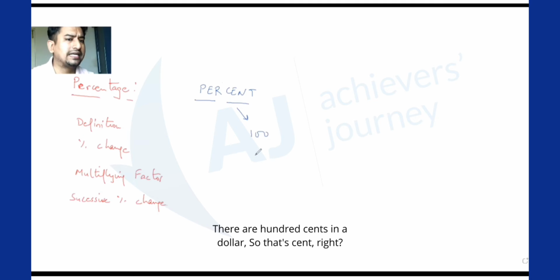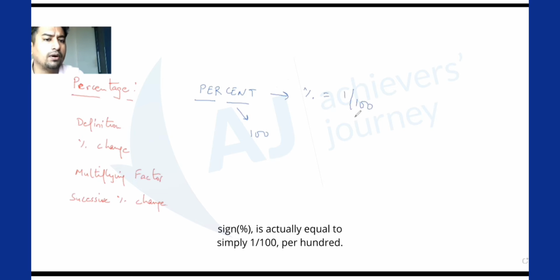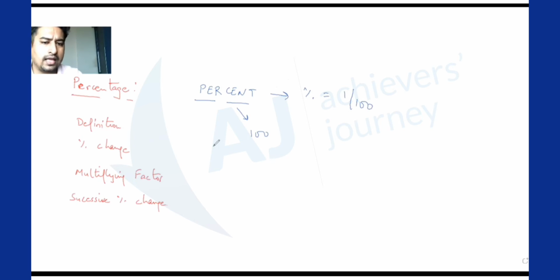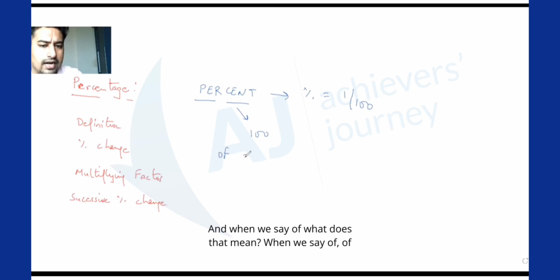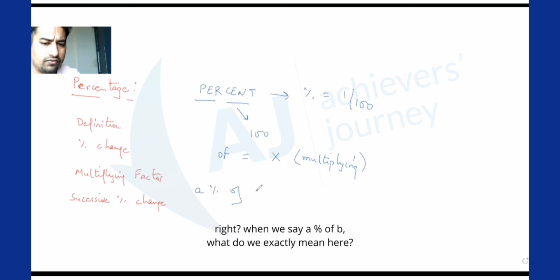There are 100 cents in a dollar, so that's cent, right? And per simply means divided by. So percent, which is denoted by this sign, is actually equal to simply 1 by 100. Per 100, that is what it means. And when we say of, what does that mean? When we say of, it basically means multiplication, right? The meaning of of is nothing but multiplying, right?